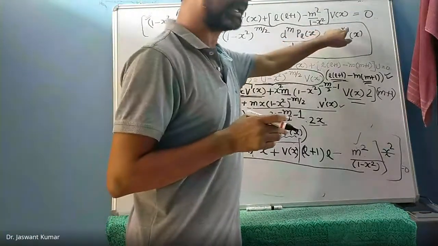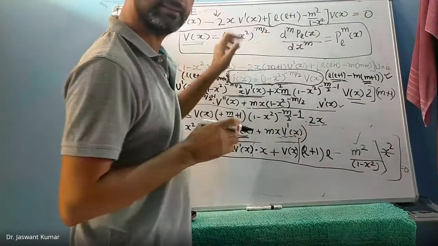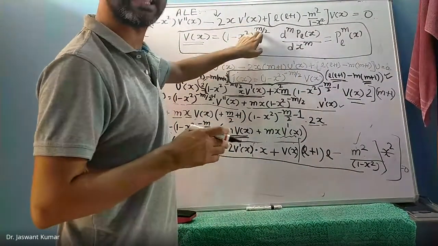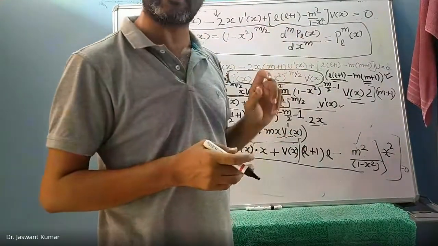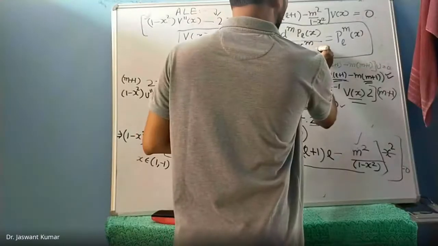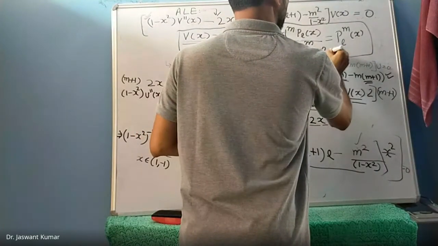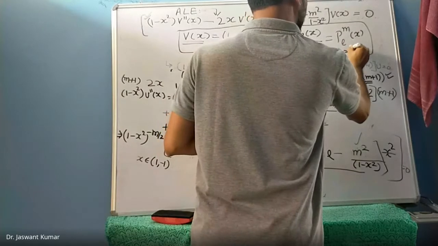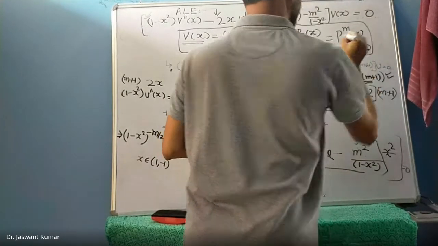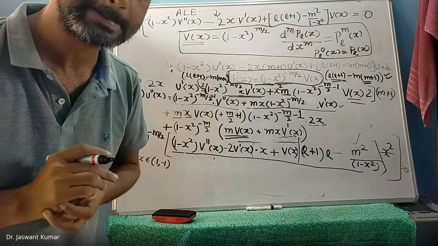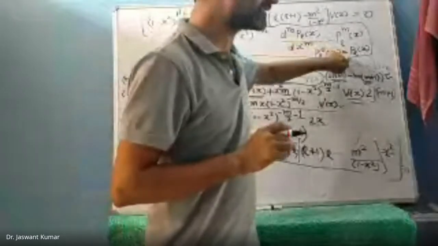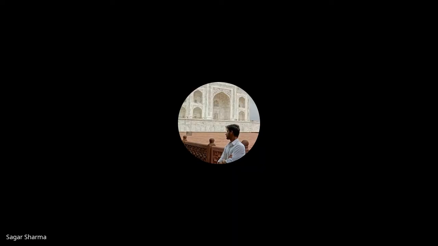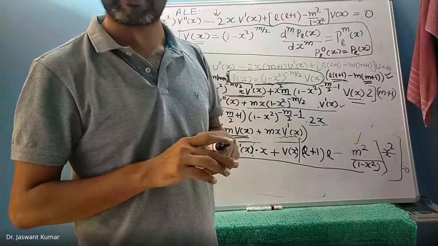If you put M equal to 0 here, this term will be 1 because this is raised to power 0. d^0 by dx^0 of a function we know is the function itself. So what is P_L^0 of x? This is nothing but P_L of x. This is the associated Legendre polynomial; this is only the Legendre polynomial. Very good.